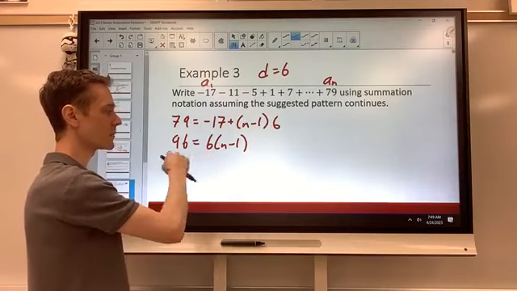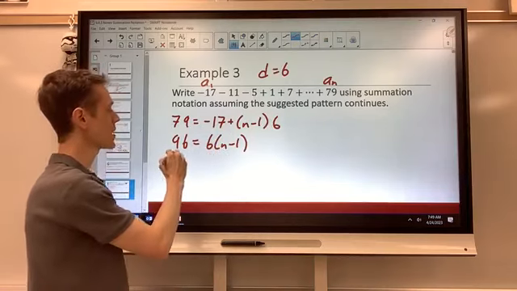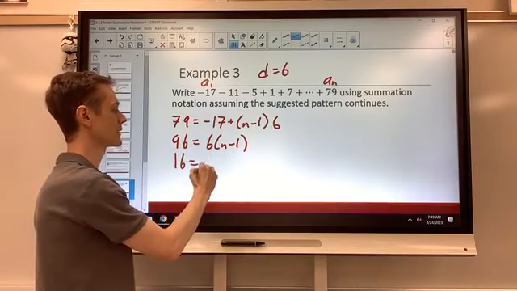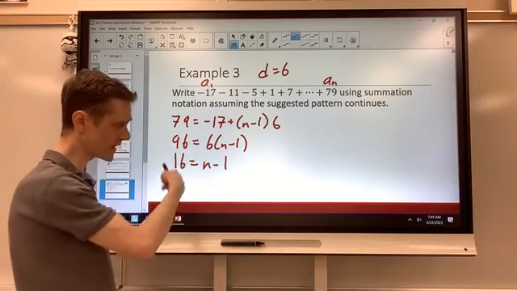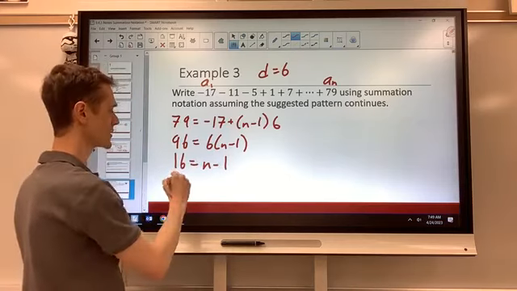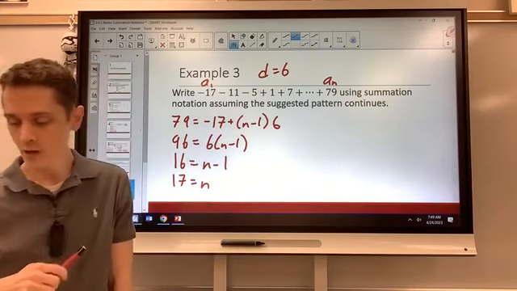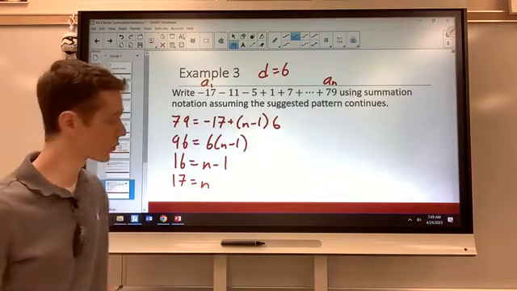My next step to get n by itself, you could distribute, but I think it's easier to just divide both sides of the equation by 6. So that would give me 16 equals n minus 1. And then the opposite of subtracting 1, we would add 1 to both sides of the equation. That would cancel this out and give me that n is equal to 17. So now we know how many numbers there are in total.